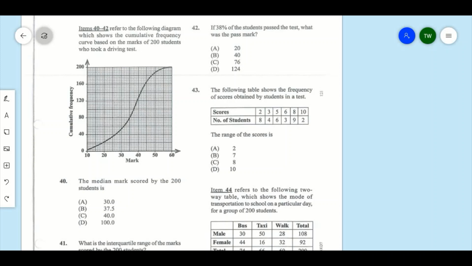Continuing with the May-June 2019 CSEC past paper, items 40 to 42 refer to the following diagram, which shows the cumulative frequency curve based on the marks of 200 students who took a driving test. And as you can see here, on the y-axis is the cumulative frequency, and on the x-axis is the mark.